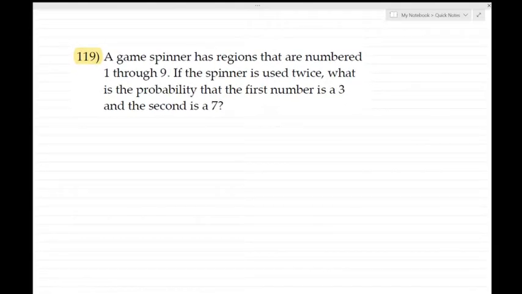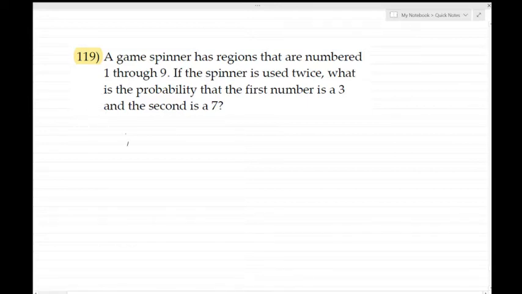A game spinner has regions numbered 1 through 9. If the spinner is used twice, what is the probability that the first number is a 3 and the second number is a 7? Understand the problem: if you spin the spinner once, the second time all the numbers are going to be there, all the probabilities are going to be there, so the two events are independent of each other.